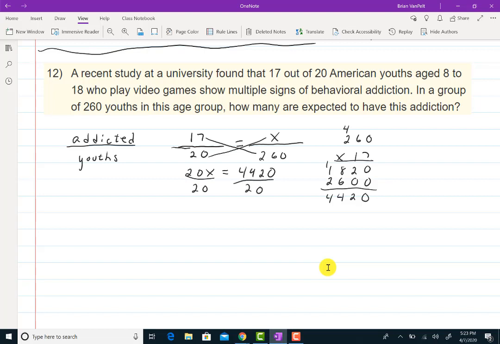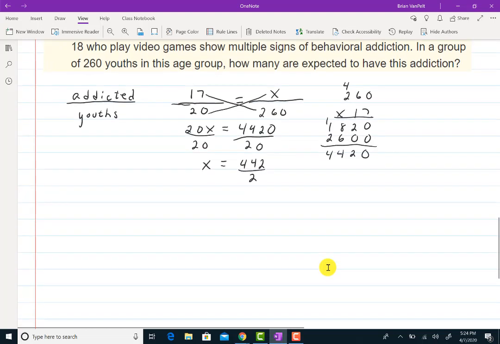One of the things you should know is that when you're dividing by things that end in a 0, I can divide both the numerator and denominator by 10 and get this. Next, they're both even numbers, so 2 does go into 442. It looks like 221 times. So my answer is 221 youths, I guess.